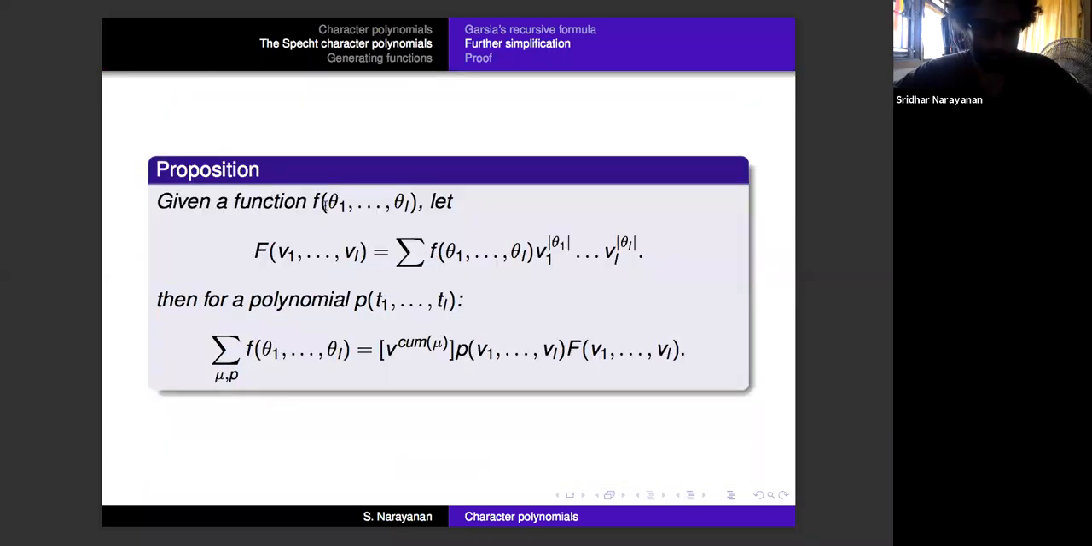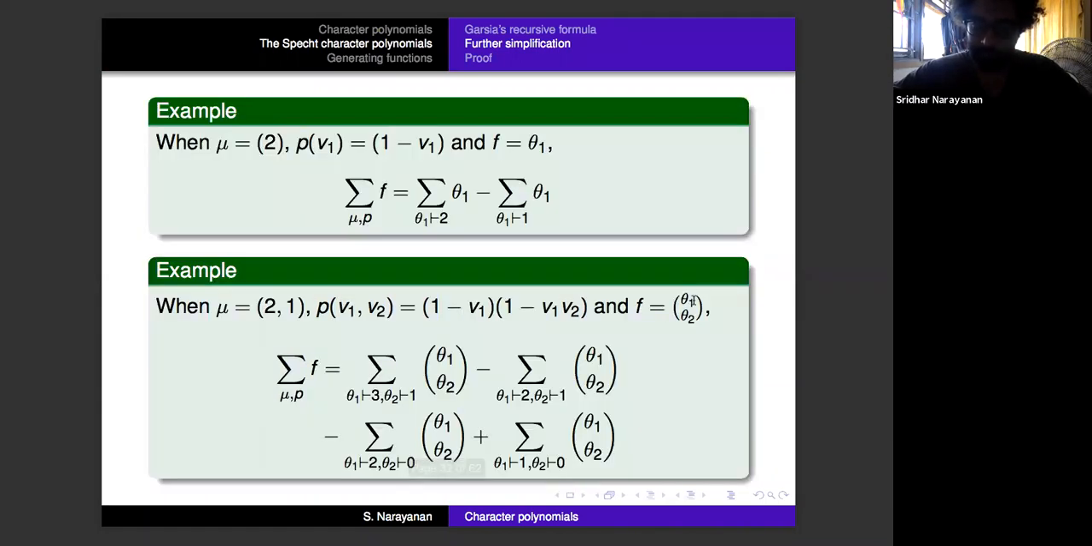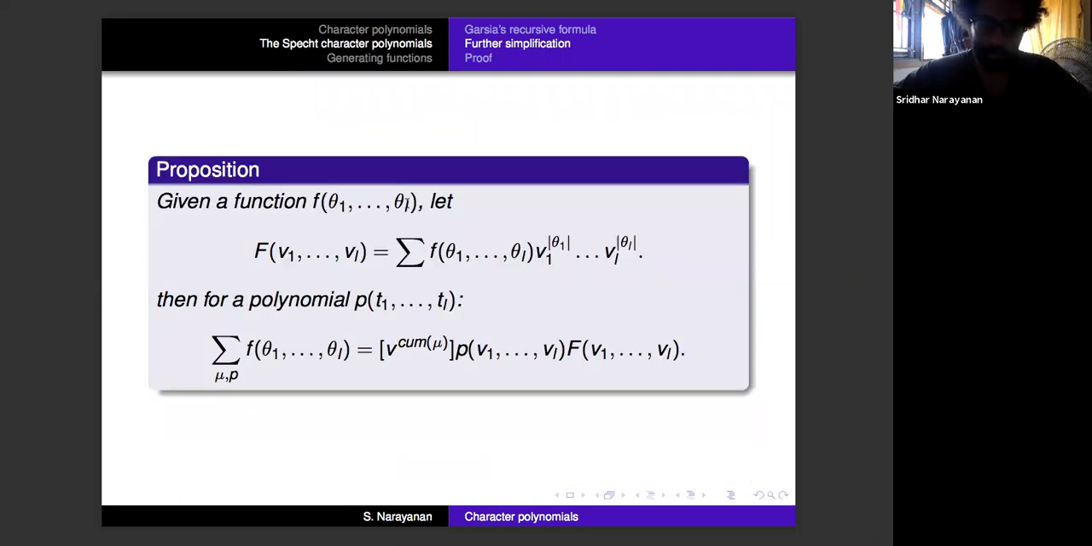Anyway, what I was talking about is the following. Suppose you have this function, like the previous thing that we had. You can think of the function as theta 1 choose theta 2 if it helps. But suppose we have some function in theta 1 to theta L, and then we have a generating function for this function, F of theta 1 up to theta L, where V1 up to VL record the sizes of theta 1 up to theta L. Suppose we want to sum this F over mu and over the polynomial P. It's the same as looking for the coefficient of V raised to the cumulant of Q mu in the generating function times the polynomial, right? So basically when I'm summing the function over this mu and P, what I'm essentially doing is looking for a single term.